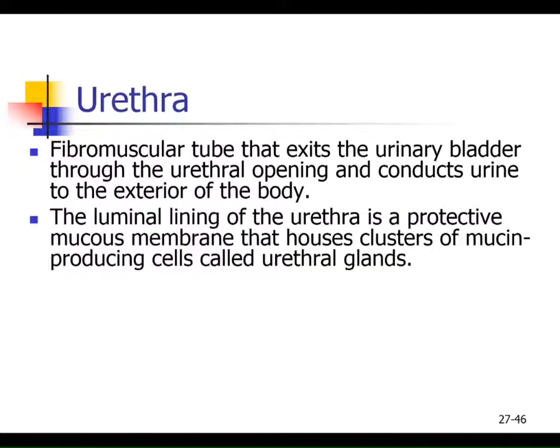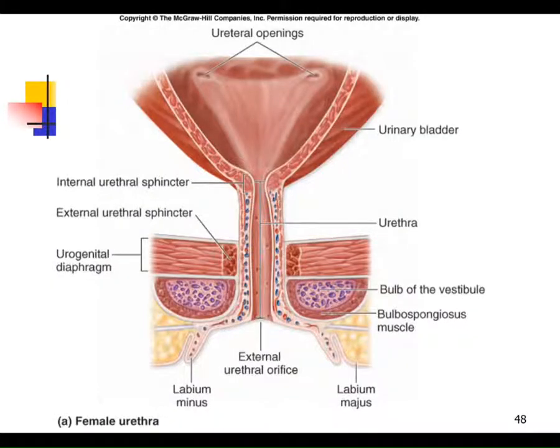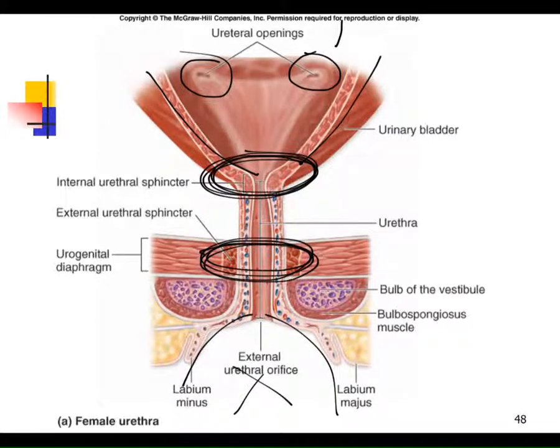Now let me look at this again with you. In the female, again, this is female, bladder, ureters coming down, dumping into these openings. Internal sphincter in this area. External sphincter found a little further down. Urine coming out into the labia. Okay, that's female. There's a relatively short urethra, which is what allows women to have more urinary tract infections than guys, because it's not a very long distance from the outside world into the bladder.